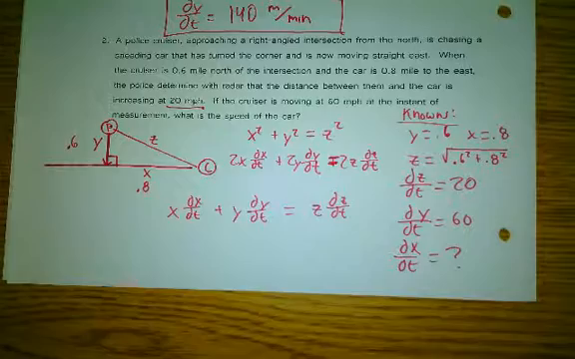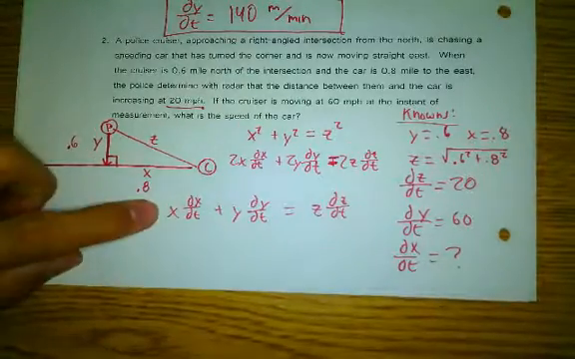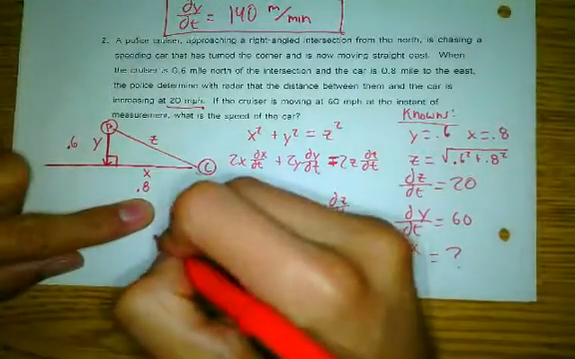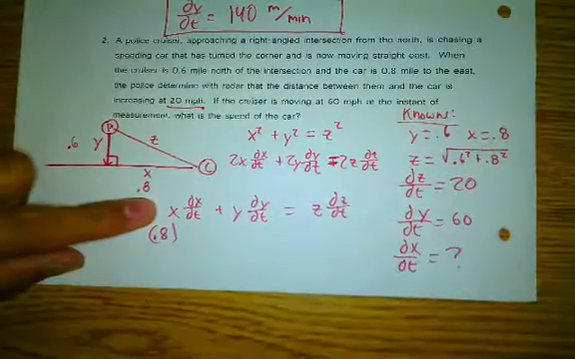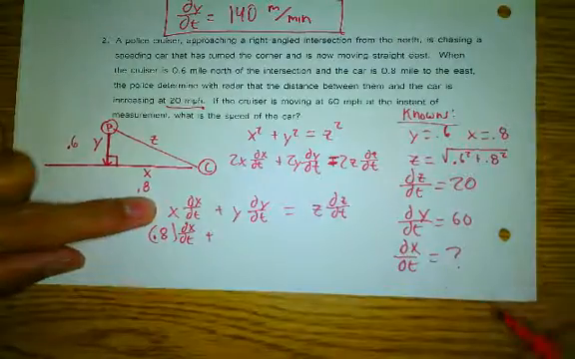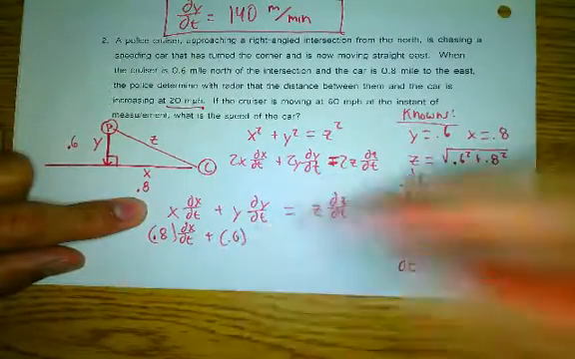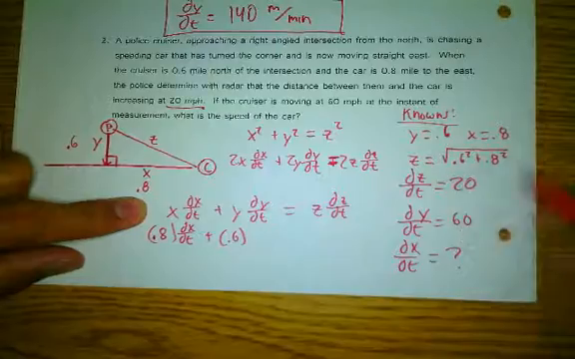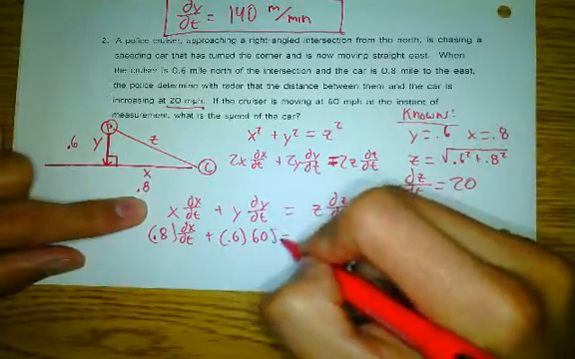Do we know what x is? So it's 0.8. Do we know what dx/dt is? No, we don't. That's what we're looking for. Plus y is 0.6. dy/dt is 60. Equals z. Well, we're actually going to need to figure out what z is.